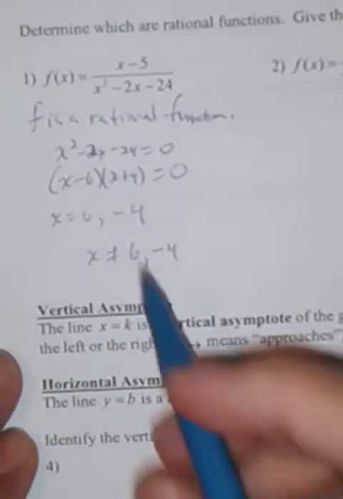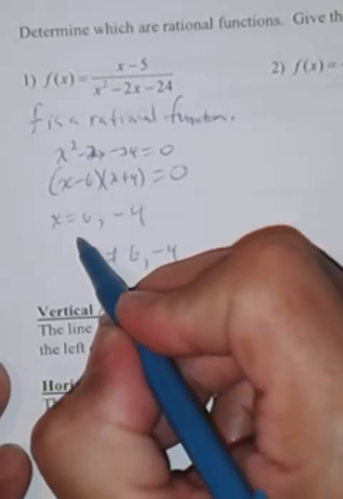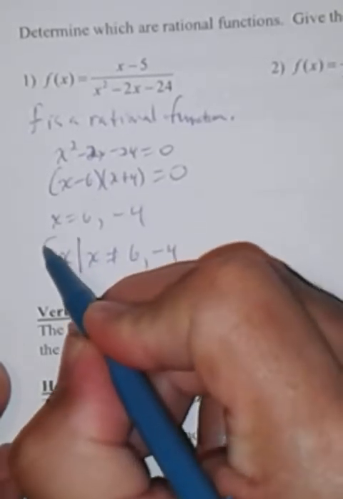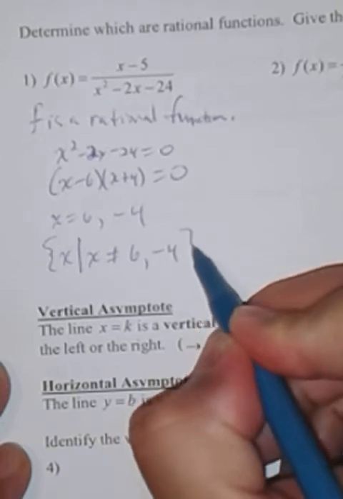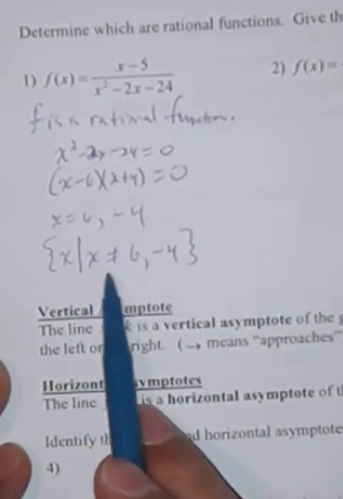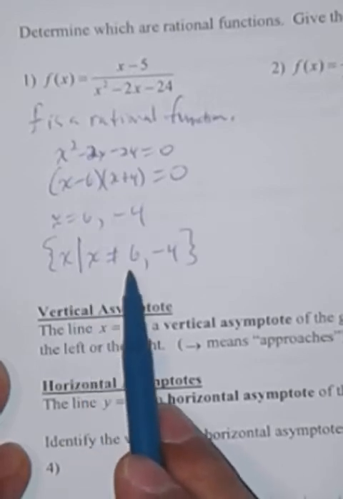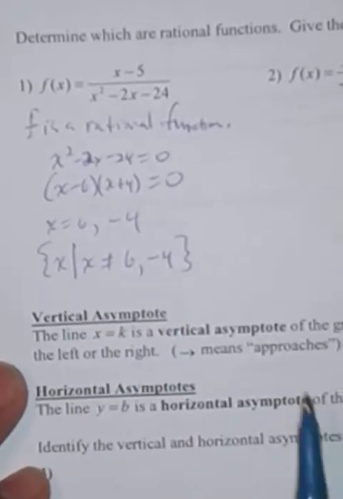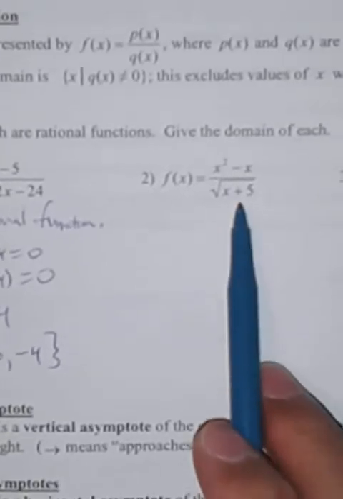Just be aware, in your book, the book will sometimes write it as the set of all x such that x is not 6 or negative 4. What it means is that any real number except 6 or negative 4 can be plugged in place of x. Let's try the second one.